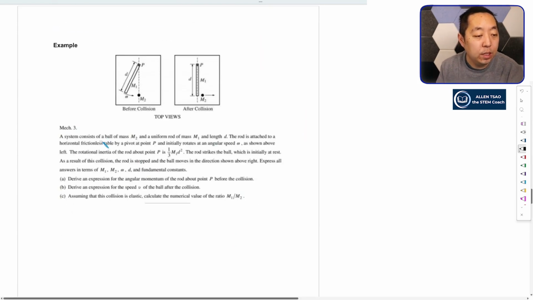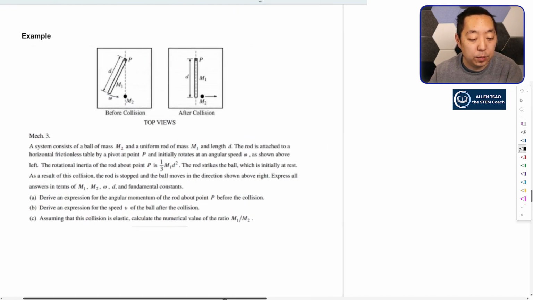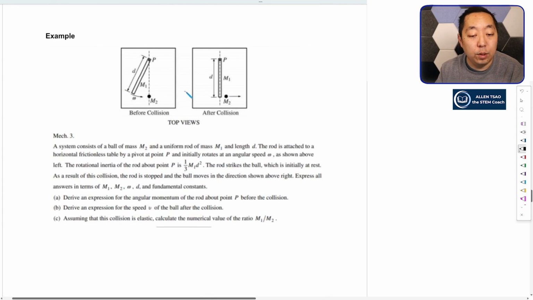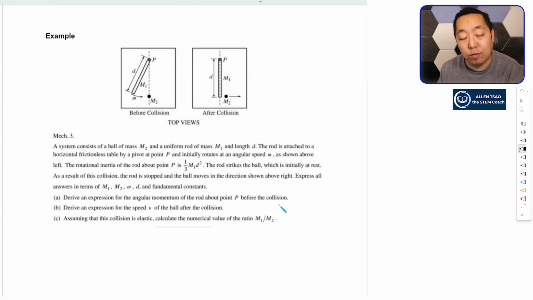So we have a system that consists of a ball of mass m2 and a uniform rod of mass m1 and length d. The rod is attached to a horizontal frictionless table by a pivot. It initially rotates with an angular speed omega, as shown. The rotational inertia of the rod about the pivot is given. The ball moves in the direction towards the right. Express all answers in terms of m1, m2, omega, and d. Derive an expression for the angular momentum about the pivot, about point B, before the collision.